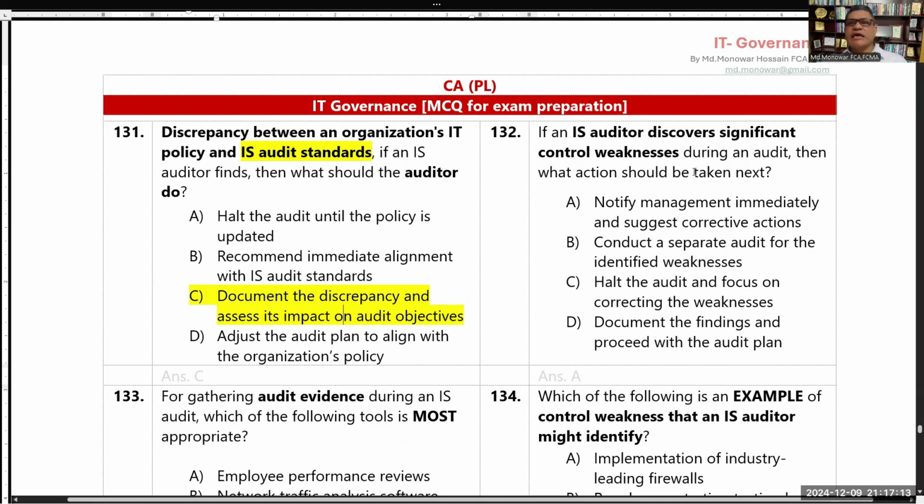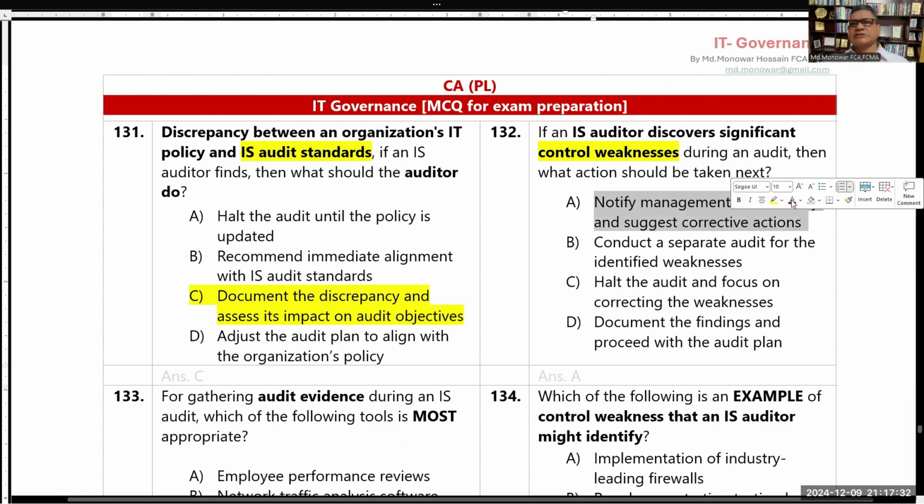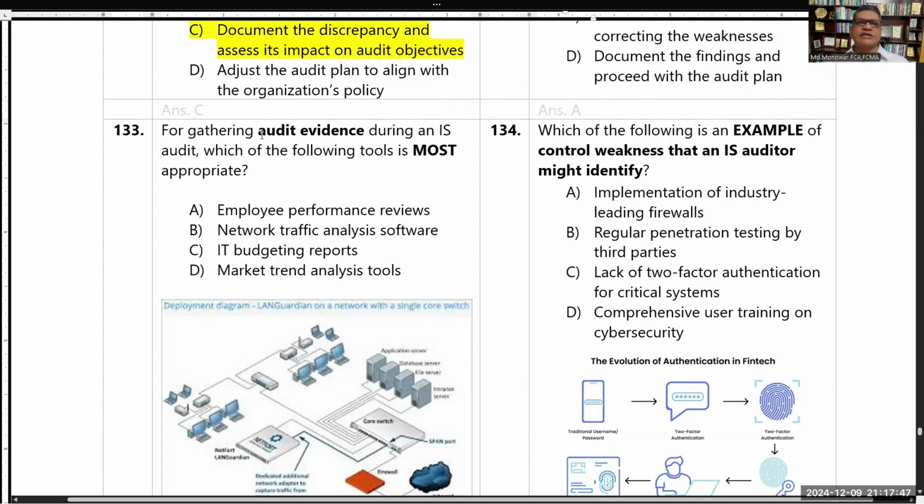Answer C. If an IS auditor discovers a significant control weakness during an audit, what action should be taken? Notify management immediately and suggest corrective actions. For gathering audit evidence during an IS audit, which of the following is most appropriate? Network traffic analysis software is the most appropriate tool for gathering audit evidence during an information system audit.